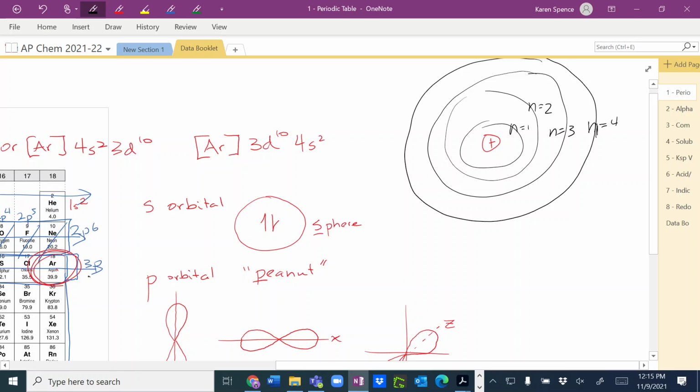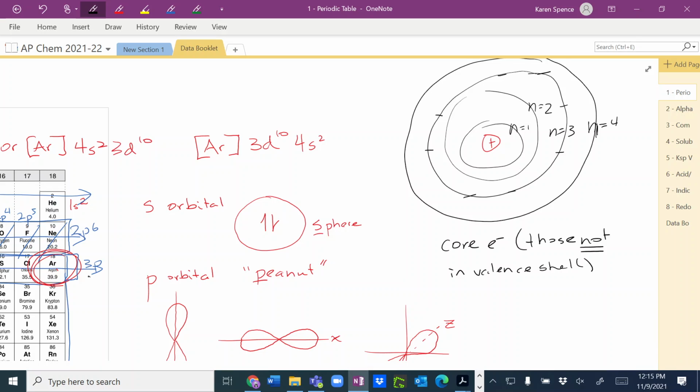Okay. The electrons in the inner orbitals, the core electrons. Do we remember that term, the core electrons? Core electrons, which are those not in the valence shell, shield the valence electrons from feeling the full force of the nucleus.